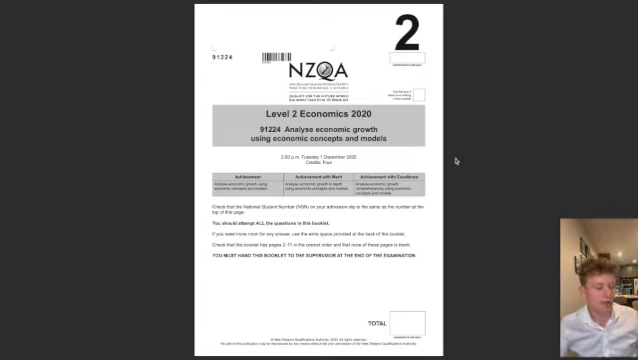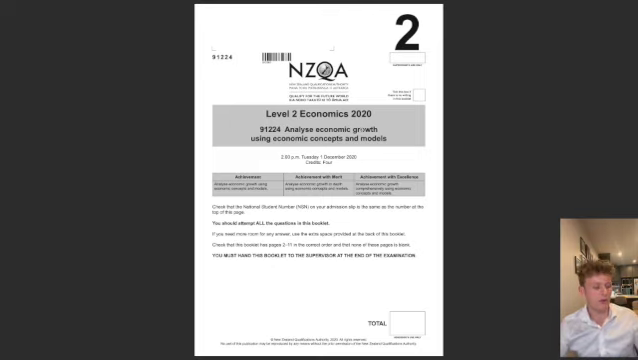Kia ora. Today we're going to look at the level 2 economics paper 91224 from 2020. If we get some value out of it, we might crack through all of the papers in the next few weeks. But let's just see how we get on.